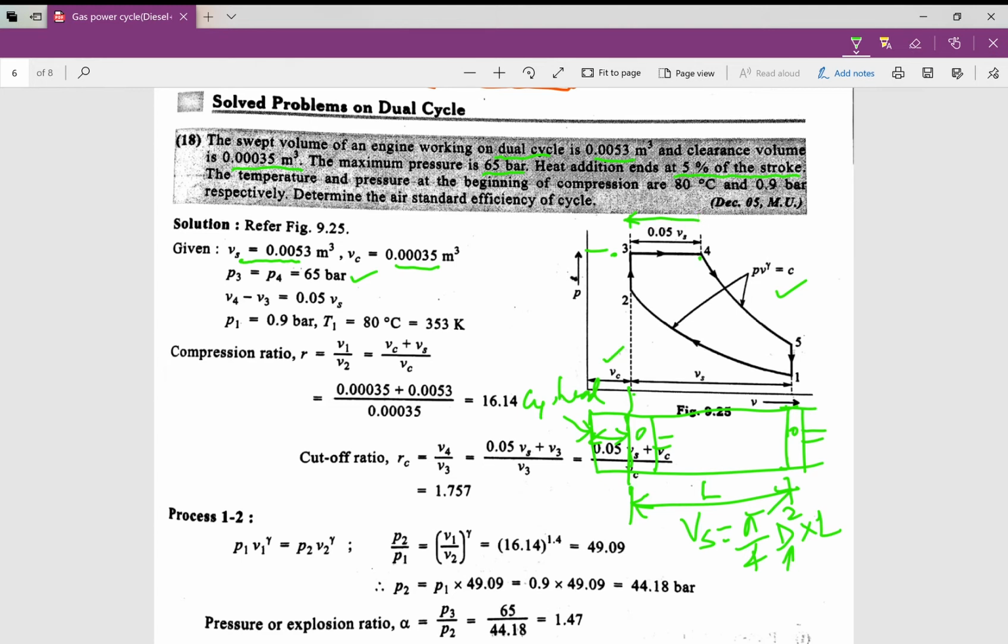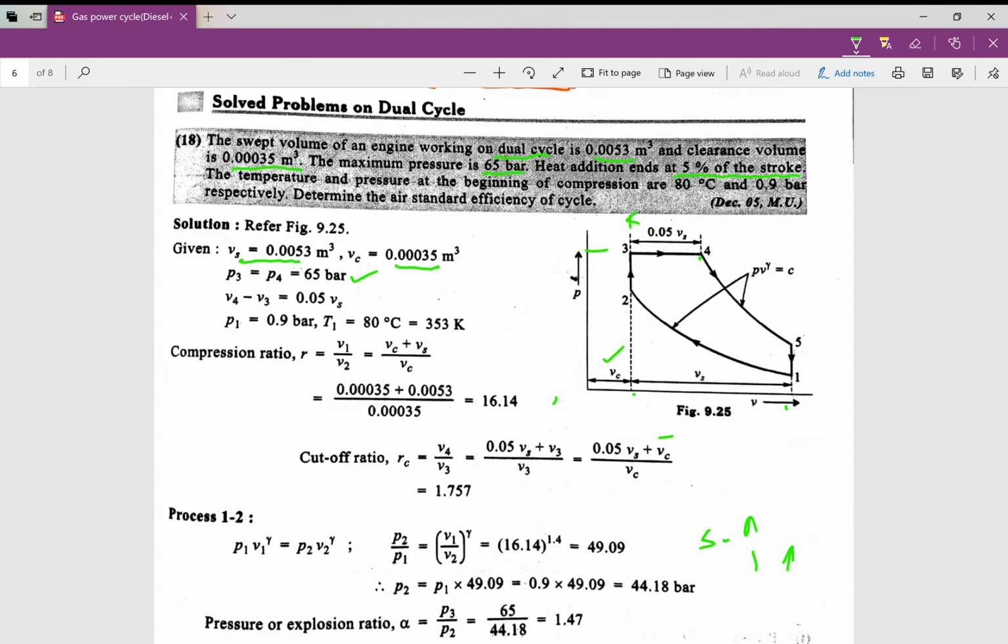Okay? So these values are written as 0.05 Vs, which is your V4 minus V3. If you plot it, this is your V4 and this is your V3. So it is written V4 minus V3 is 0.05 Vs.